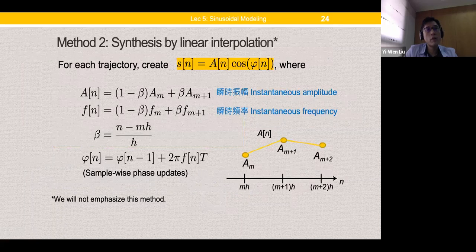Another method, which I will not emphasize this time, is that you can theoretically do even better by allowing the amplitude to change linearly from a previous estimated value to the next estimated value, changing it in the time in between. I also linearly interpolate the frequency, and then update your phase sample-wise.